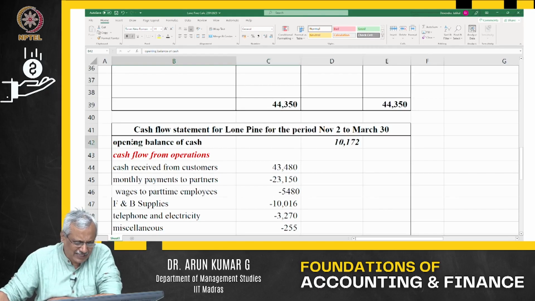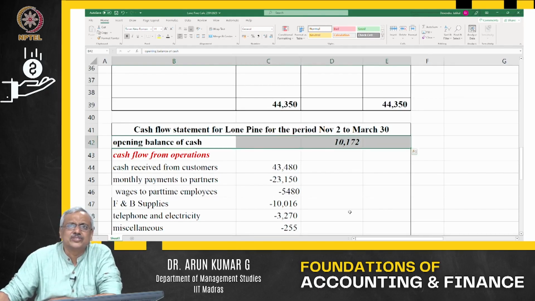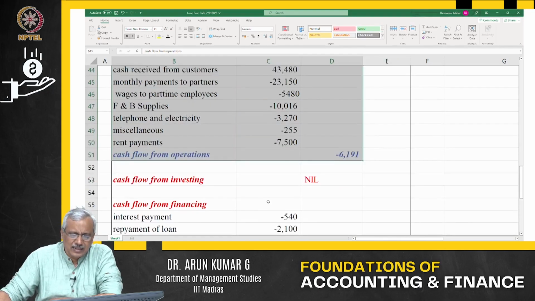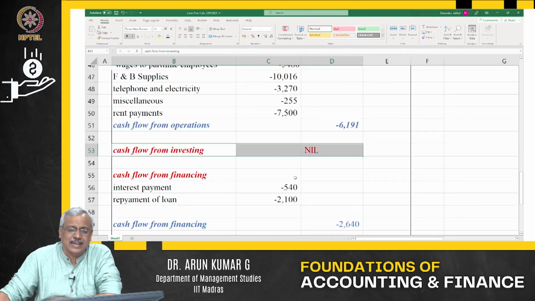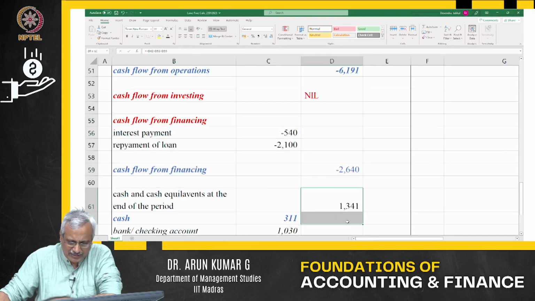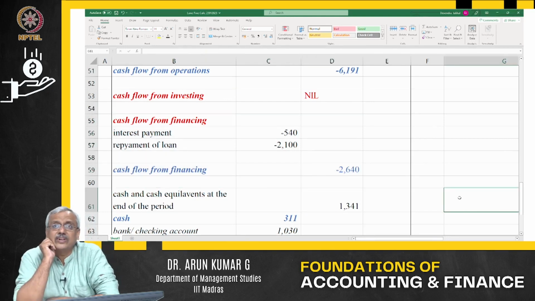That is all we have done. We said this is the cash with which you began operations. This is what your operations has generated. This is what your investing has generated, and this is what your financing has generated. So what is the cash you should have? This is the cash I should have, and that is how I verify. And this is what we call a cash flow statement.